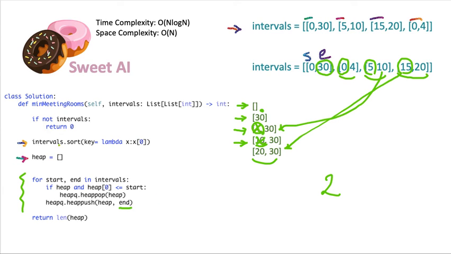As we are using sort and heap, the time complexity is going to be O(n log n), and because we are using a heap, the worst case space is O(n), which is linear, equal to the number of meetings or intervals that we have if there is no overlap. So we need a number of rooms equal to the number of intervals.